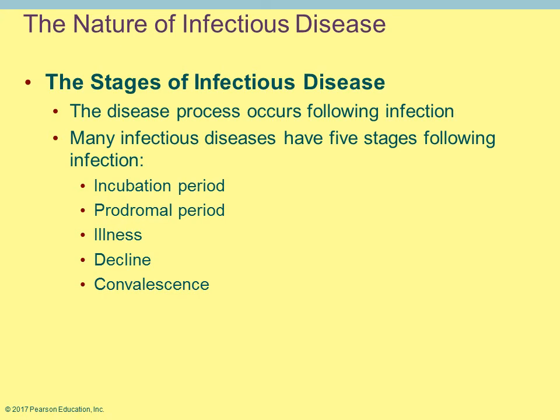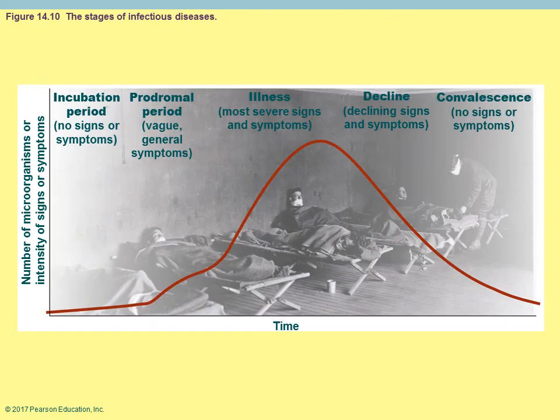We divide diseases into different stages as to the progression of it. Usually it's divided into 5 stages: an incubation period, prodromal period, illness, decline, and then convalescence. If you look on this table, you can see the different stages drawn out on a graph. During the incubation period, this is when you've become infected. Oftentimes you are contagious in this period, but you are not showing any signs or symptoms. You're feeling great. You have no idea that you are even contagious at this point.